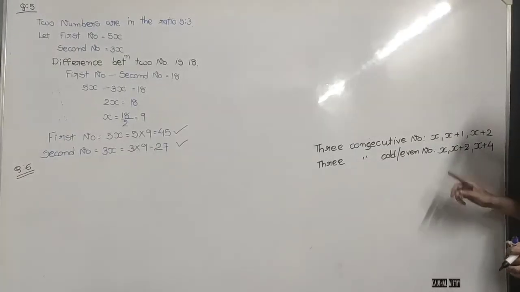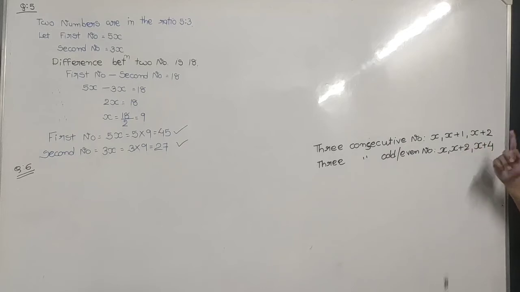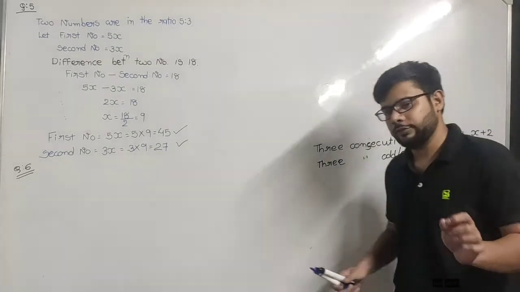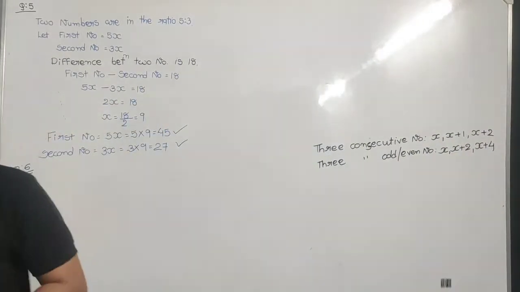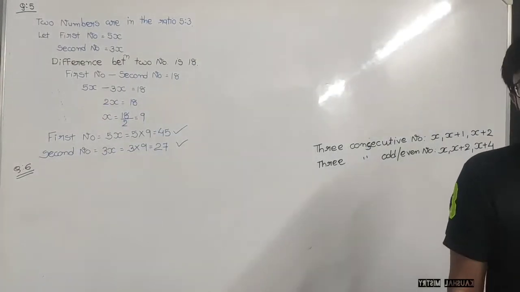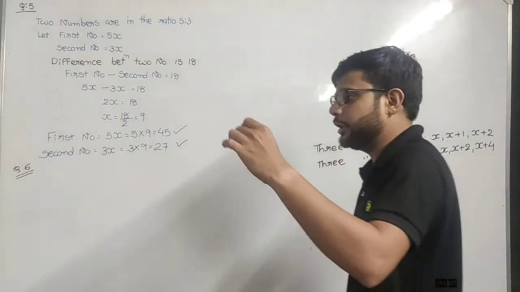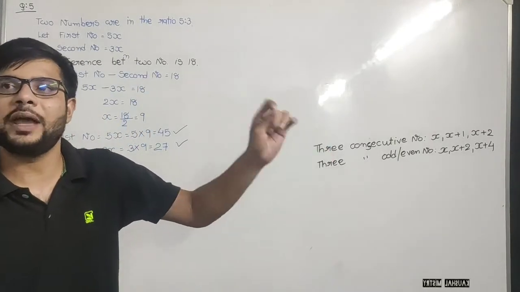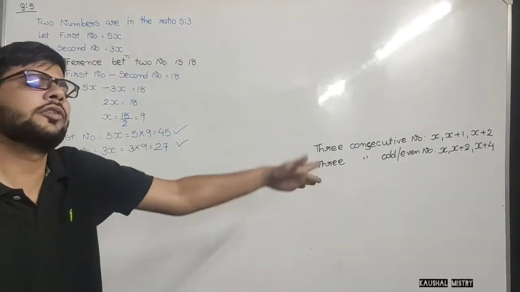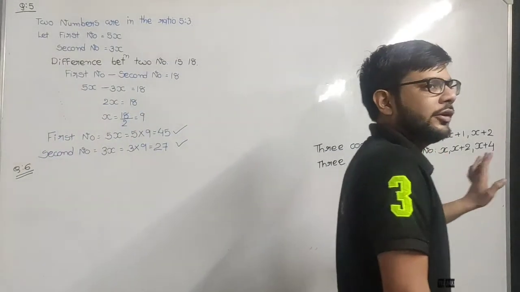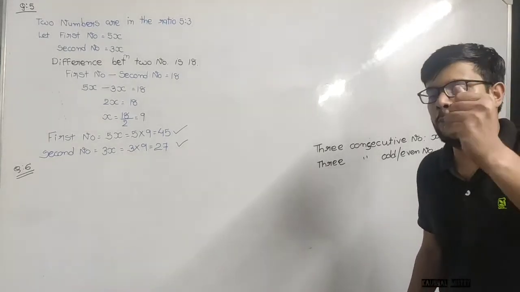So 3 consecutive numbers मतलब x, x plus 1, x plus 2, और 3 consecutive odd numbers का मतलब होगा x plus 2 and x plus 4. This you have to remember, right? 3 consecutive numbers, that means x plus 1, x plus 2, and 3 consecutive odd or even numbers, whatever it says. If it is even, then you have to assume x plus 2, x plus 4. If it is odd, then you have to assume x plus 2, x plus 4. So odd और even के लिए सेम है. और अब एक तीसरा आएगा.